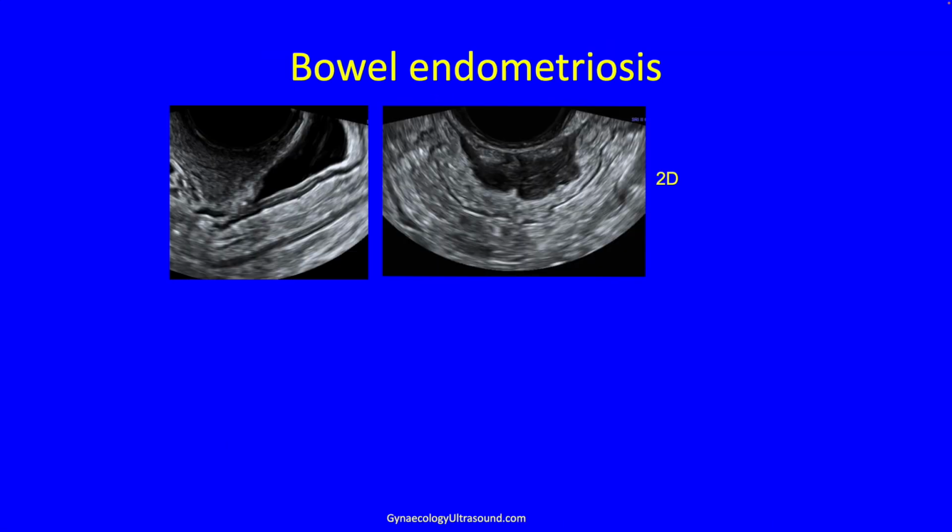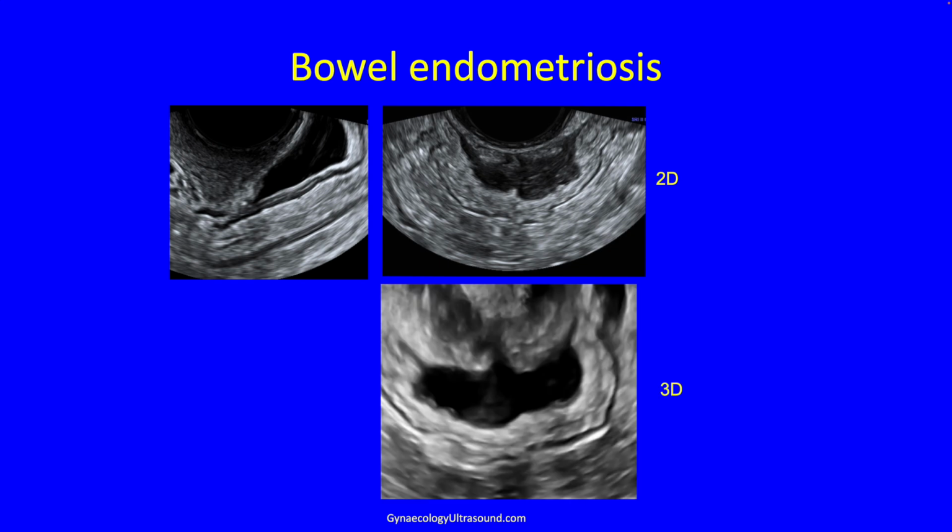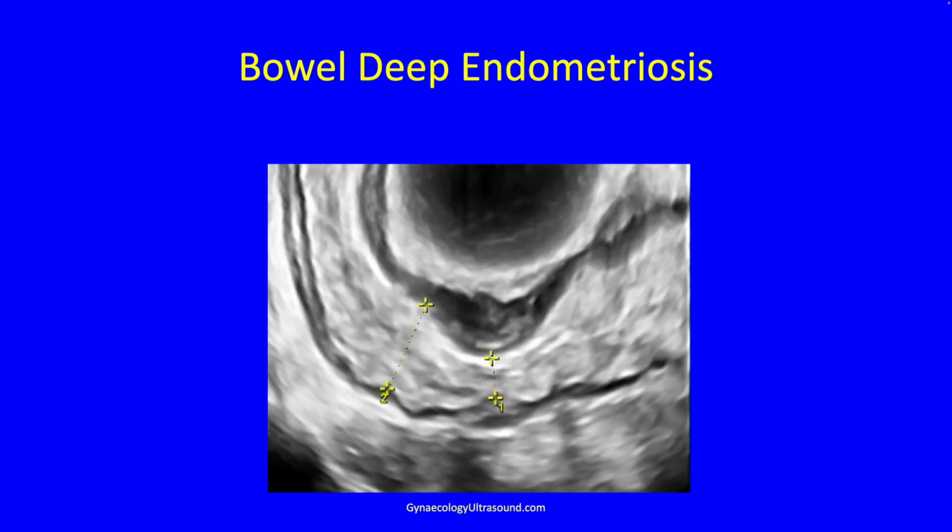So bowel endometriosis on 2D is what I've been showing you. You can also do it on 3D. It often doesn't add very much, but if a nodule is at an awkward angle, you take a volume of it and then you can play around with it afterwards. And sometimes it's particularly good for showing you the degree of bowel stenosis.